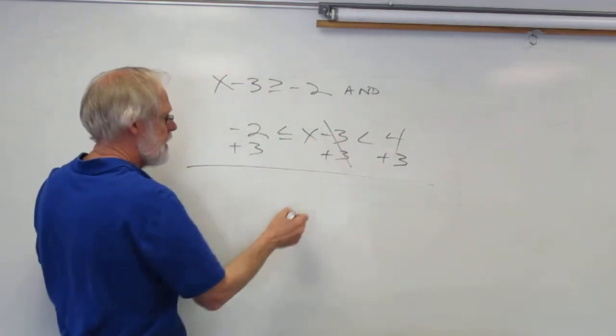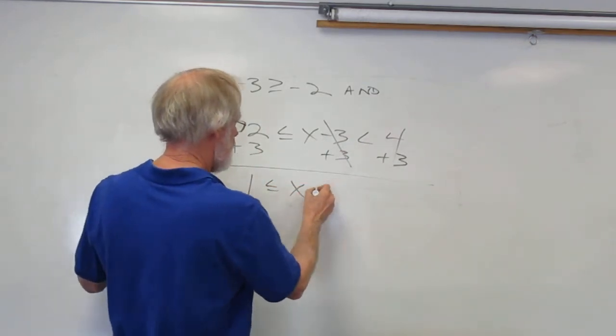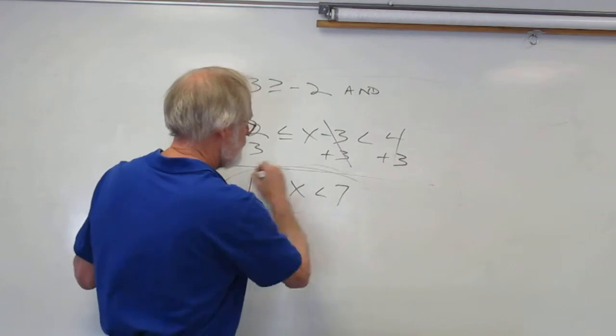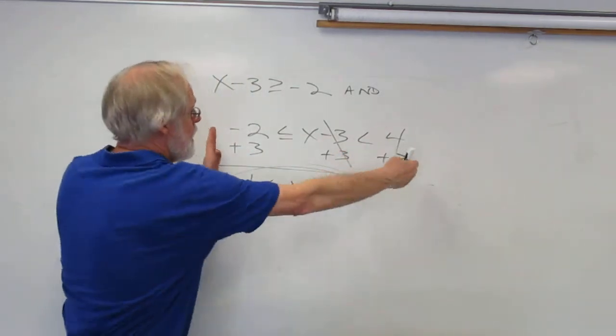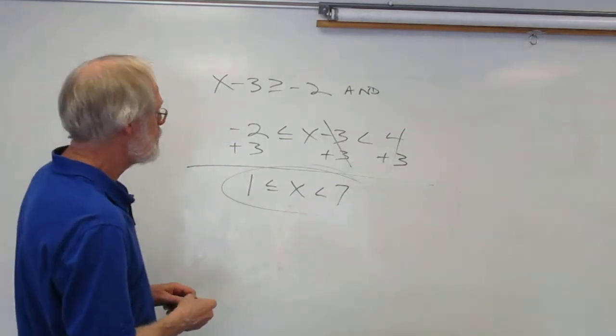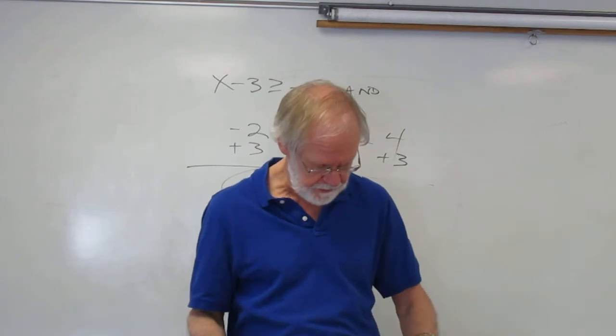All right, so this cancels here. 3 minus 2 is 1, less than or equal to x, which is less than 7. Same thing we got before, but we actually did it all together in the same inequalities, which were wrapped up into a single statement.